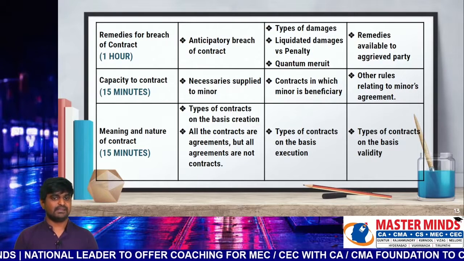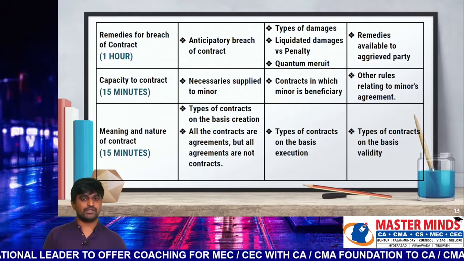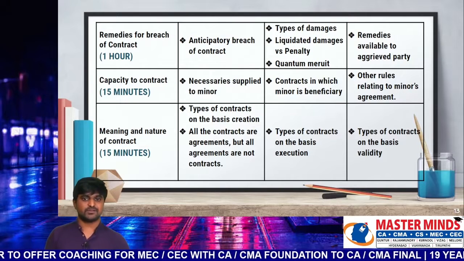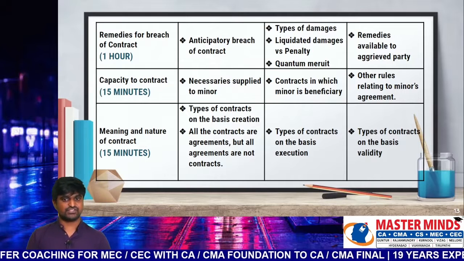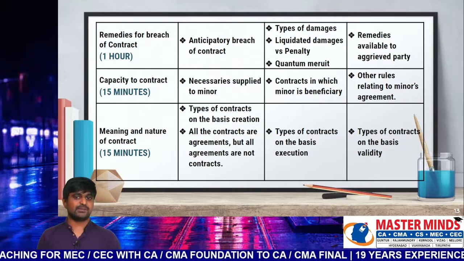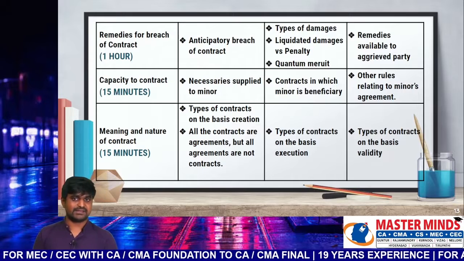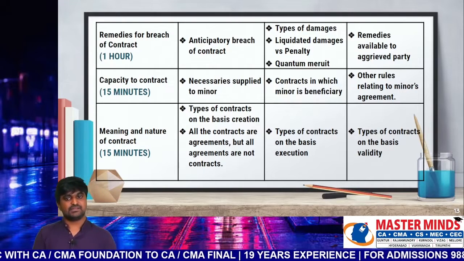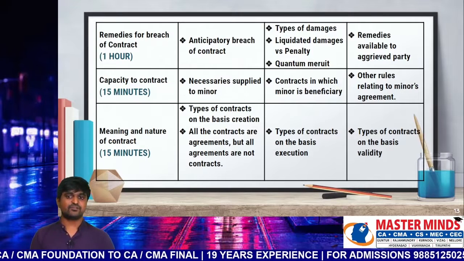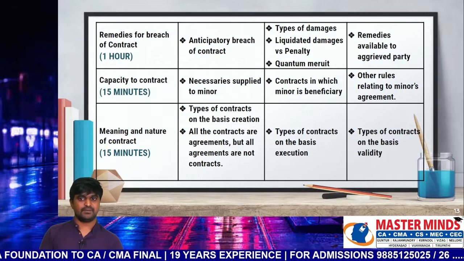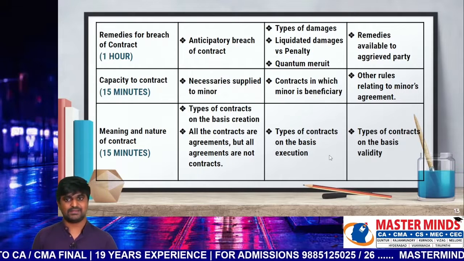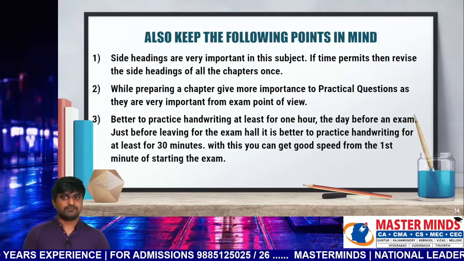Next one and last one, meaning and nature of contract chapter. You need to spend 15 minutes of your time. Okay, first priority concepts are types of contracts on the basis of creation, and all contracts are agreements, but all agreements are not contracts. Like that, a question may be posed. You need to explain this statement. And next, second priority topics, types of contracts on the basis of execution, and last priority is types of contracts on the basis of validity. Keep these points in mind.